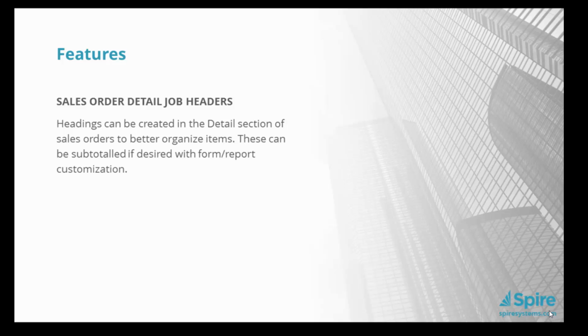Sales order detailed job headers can be added to group sections of a sales order so that it can be better organized and subtotaled with each of those sections. Especially useful for people in the service industry. So it subtotals each type of service that's been done on a particular piece of equipment, or for people who deliver product that are maybe delivering to different rooms in a house or rooms in a building, that they can be grouped by those headers.